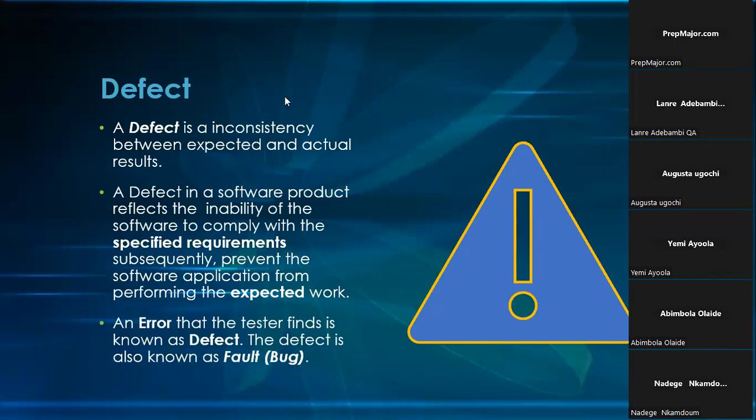You will see where the two of them are still going to lead. So now we've come from error, we are going to join. It says an error that the tester finds is known as defect. The defect is also known as fault. So some call it fault. Most of the time, we call it either defect or a bug. You can call it fault, you can call it defect, you can call it a bug. But most of the time, it's defect and bugs.